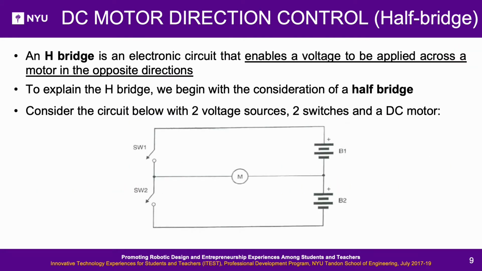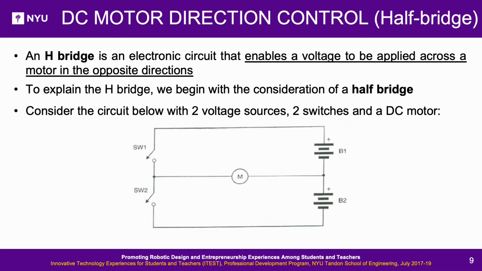DC motor direction control, half bridge. How to control the direction of rotation of a DC motor. An H-bridge is an electronic circuit that enables a voltage to be applied across a load in opposite directions. These circuits are often used in robotics and other applications to control a DC motor to run clockwise or counterclockwise.